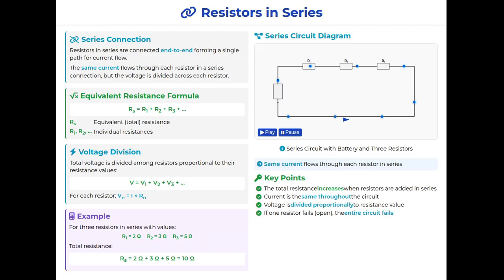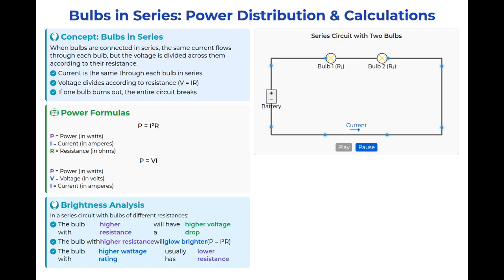The first configuration is a series connection, where resistors are connected end to end, creating a single undivided path for the current. A defining feature of a series circuit is that the current stays the same through every single component. The total or equivalent resistance is found by just summing the individual resistances. Rs equals R1 plus R2 plus R3 and so on.